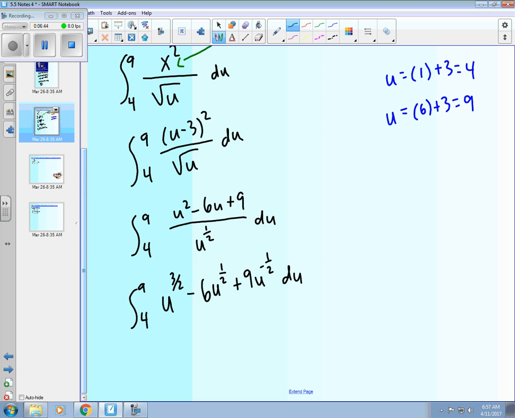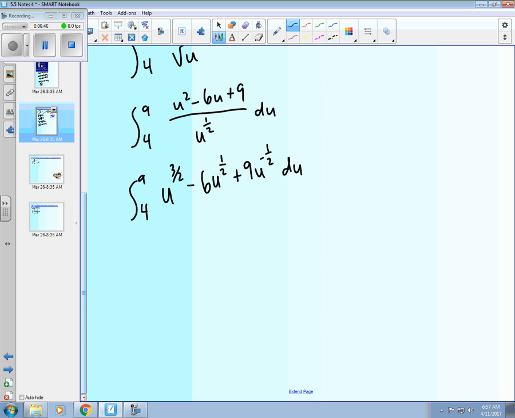That is one we can find the antiderivative of. So now add 1 and do the reciprocal of all these. It'd be 5/2, reciprocal is 2/5. The second one would be 3/2, reciprocal is 2/3. The next one would be 1/2, reciprocal would be 2.